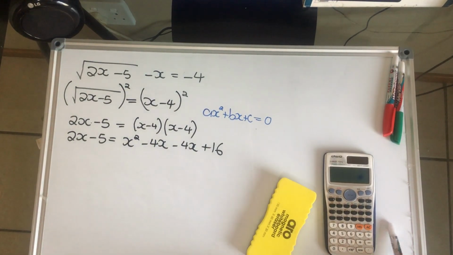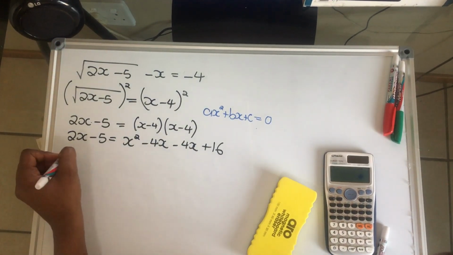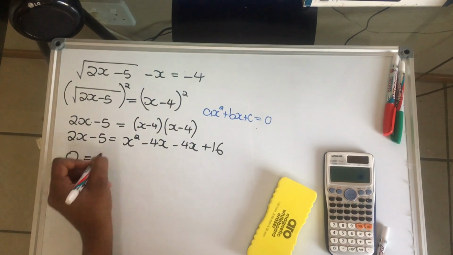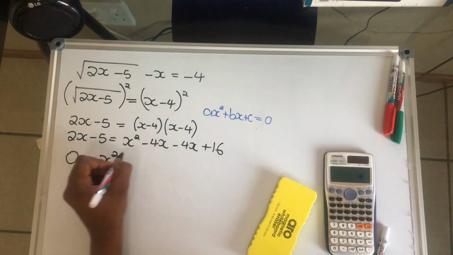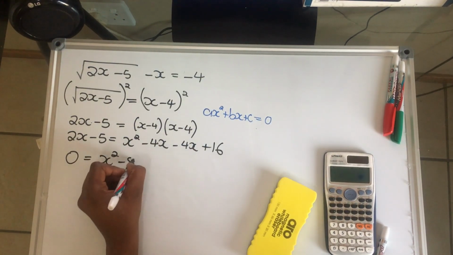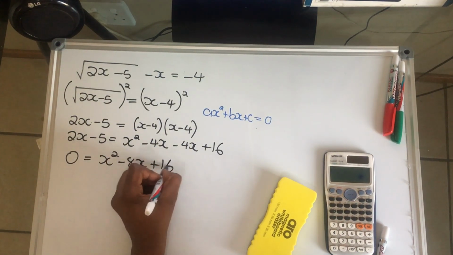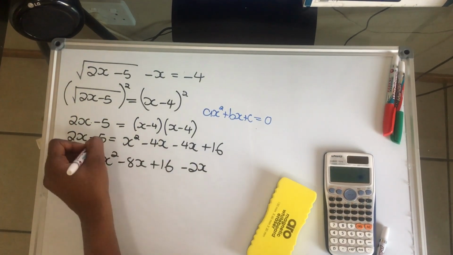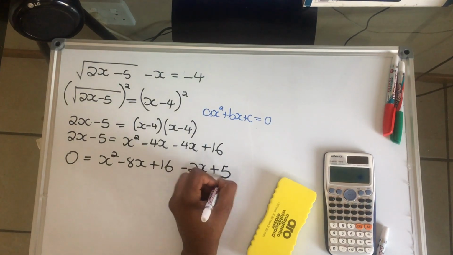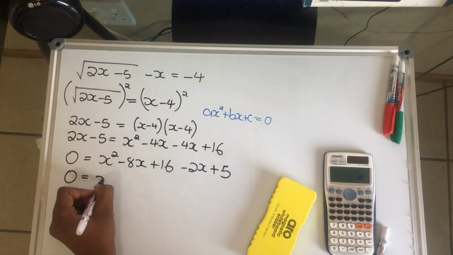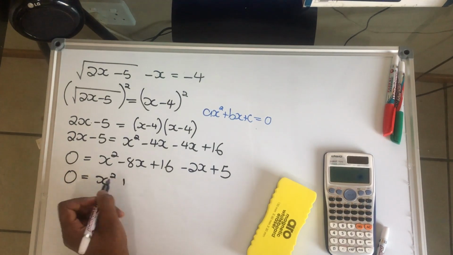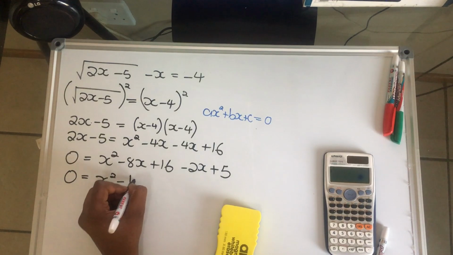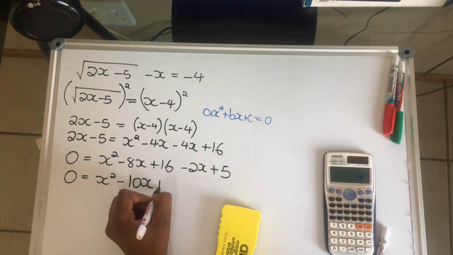So, we move the 2x so that we have 0 on this side, and then on the other side x squared minus 8x plus 16. And then the 2x we move to this side, giving minus 2x, and the 5 we move to this side, giving plus 5. So this equals 0, so x squared minus 10x plus 21.